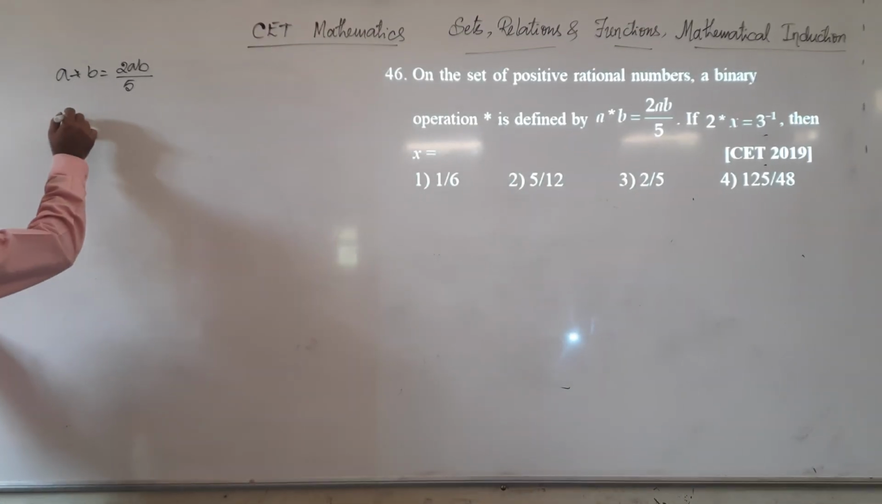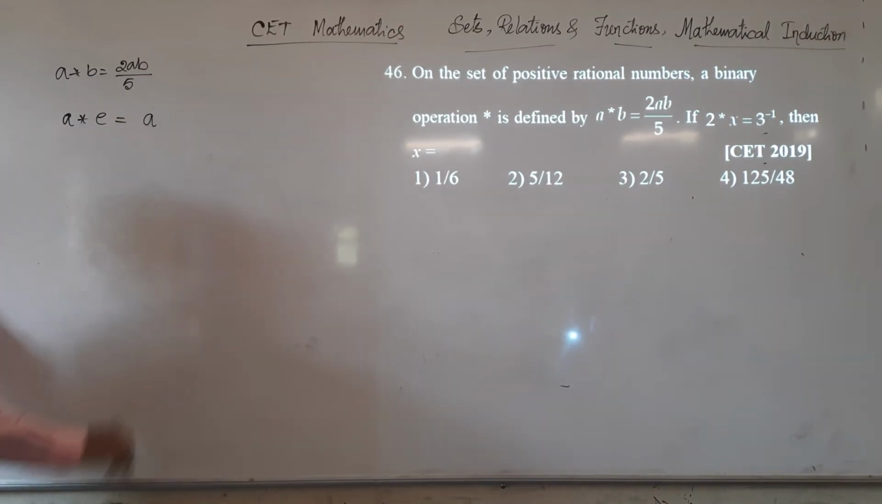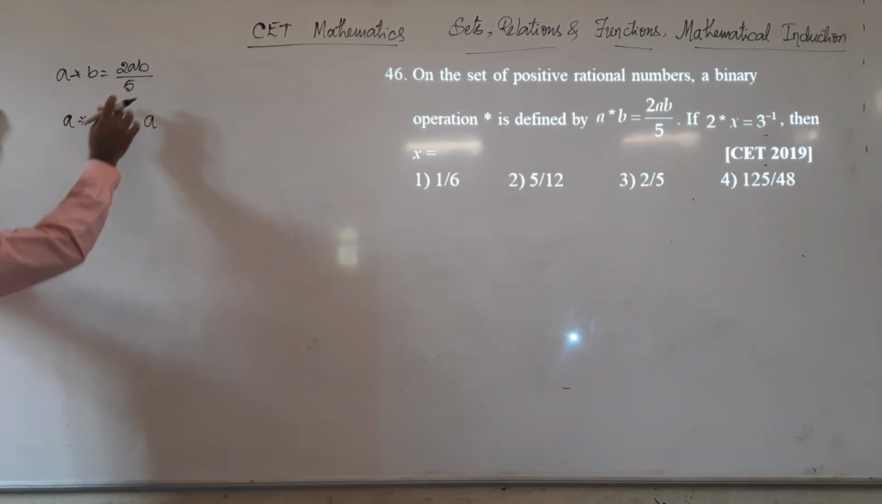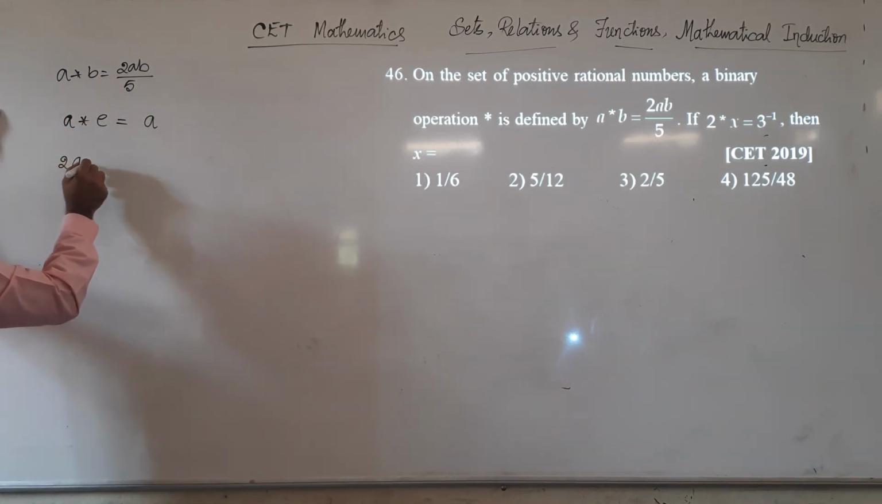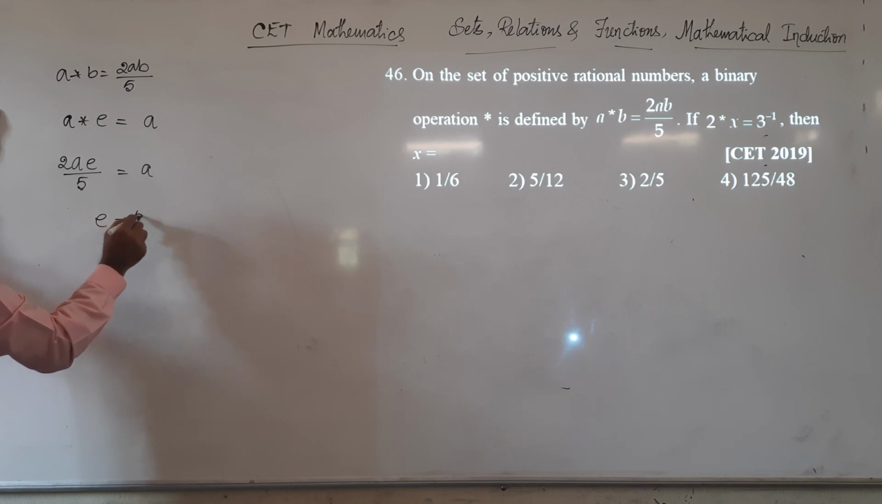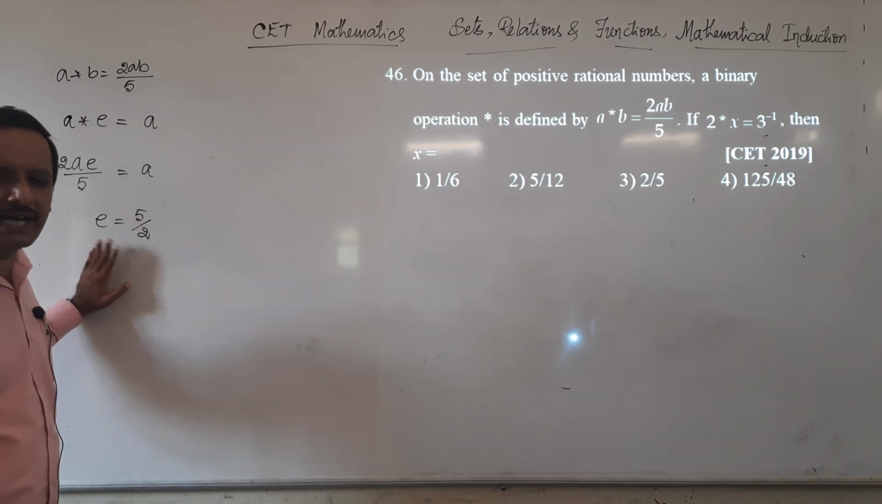How to get the identity? Let E be an identity element, then a star E must be equal to a. A star b is equal to 2ab by 5, so a star E will be equal to 2aE by 5. That's equal to a, and a gets cancelled. E is equal to 5 by 2. So we got E, the identity element.